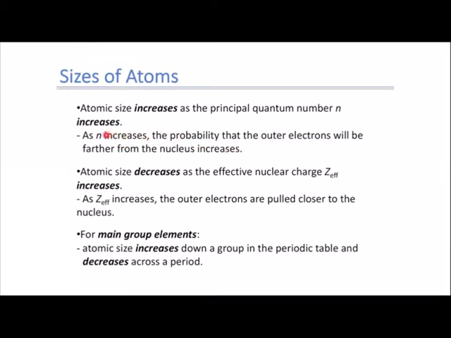So that's saying when we go down the periodic table, we're increasing n. So remember, we go from our 1s2 to our 2s2 to our 3s2. We're increasing in size every time we increase that principal quantum number.